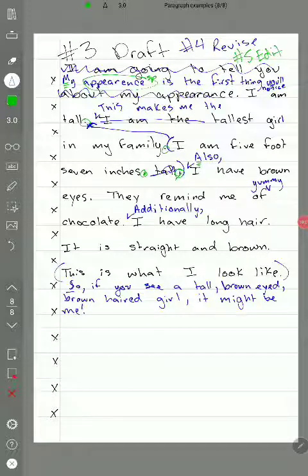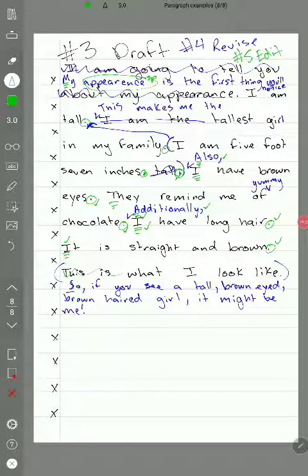Also, capitalize my also. Have a comma. Good. I capitalize I. Have brown eyes. Put my period. Good work. Put capital they. Remind me of yummy chocolate. Period. Good. I capitalize additionally. I put a comma. I capitalize I. Good work, Miss Jones. Have long hair. Put a period. Good work. It is straight and brown. Good. This is what I look like.